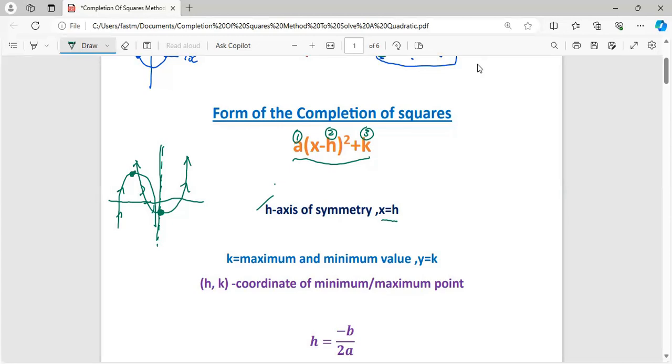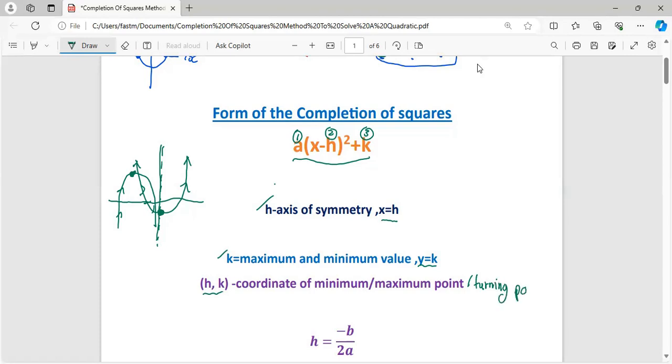Each graph will have either a maximum or a minimum. If you're going down, it's a minimum; if you're going up, it's a maximum. That's the y value, so I have the equation y equals k. When you put these two things together, h and k, you get the coordinates of the minimum or maximum point, or normally, let's say the turning point.